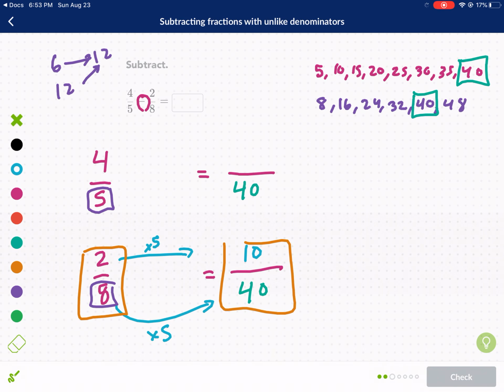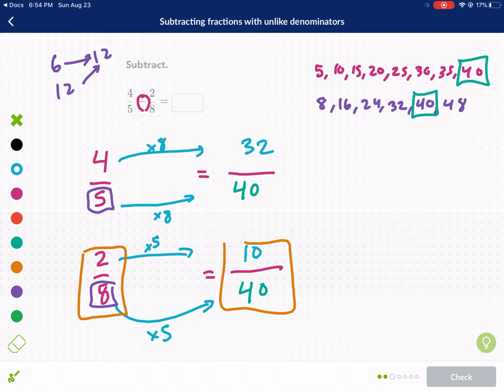What do we do here? Well, we're going to multiply 5 times something. 5 times 8 gives us 40. 4 times 8 gives us what? 32. So we have 32 in the top. What you do to the bottom, you have to do to the top. What you do to the denominator, you got to do to the numerator.